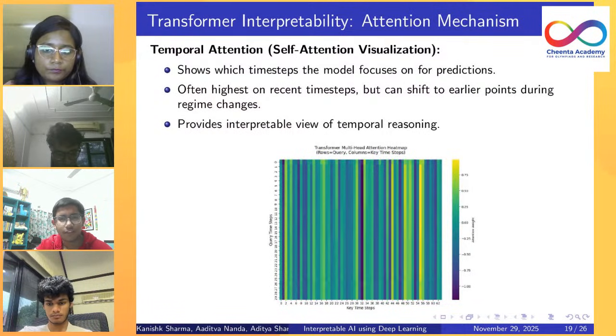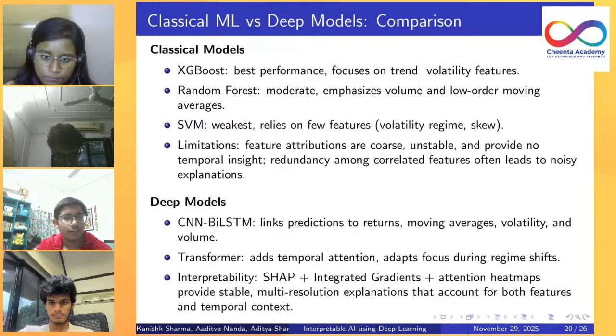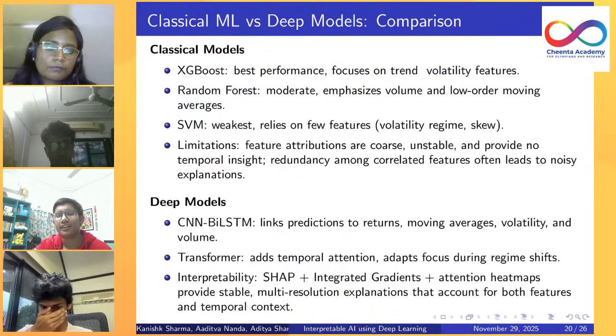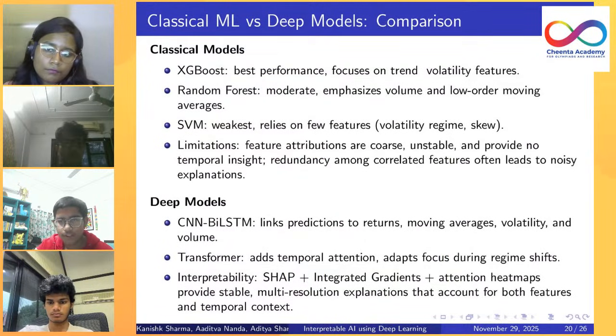The transformer's attention maps reveal which time steps the model focuses on while making the predictions. As you can see, the attention is usually strongest on the most recent time steps, but during big regime changes, the model shifts focus to earlier points. Next slide, please. So coming to the classical machine learning versus the deep learning models.